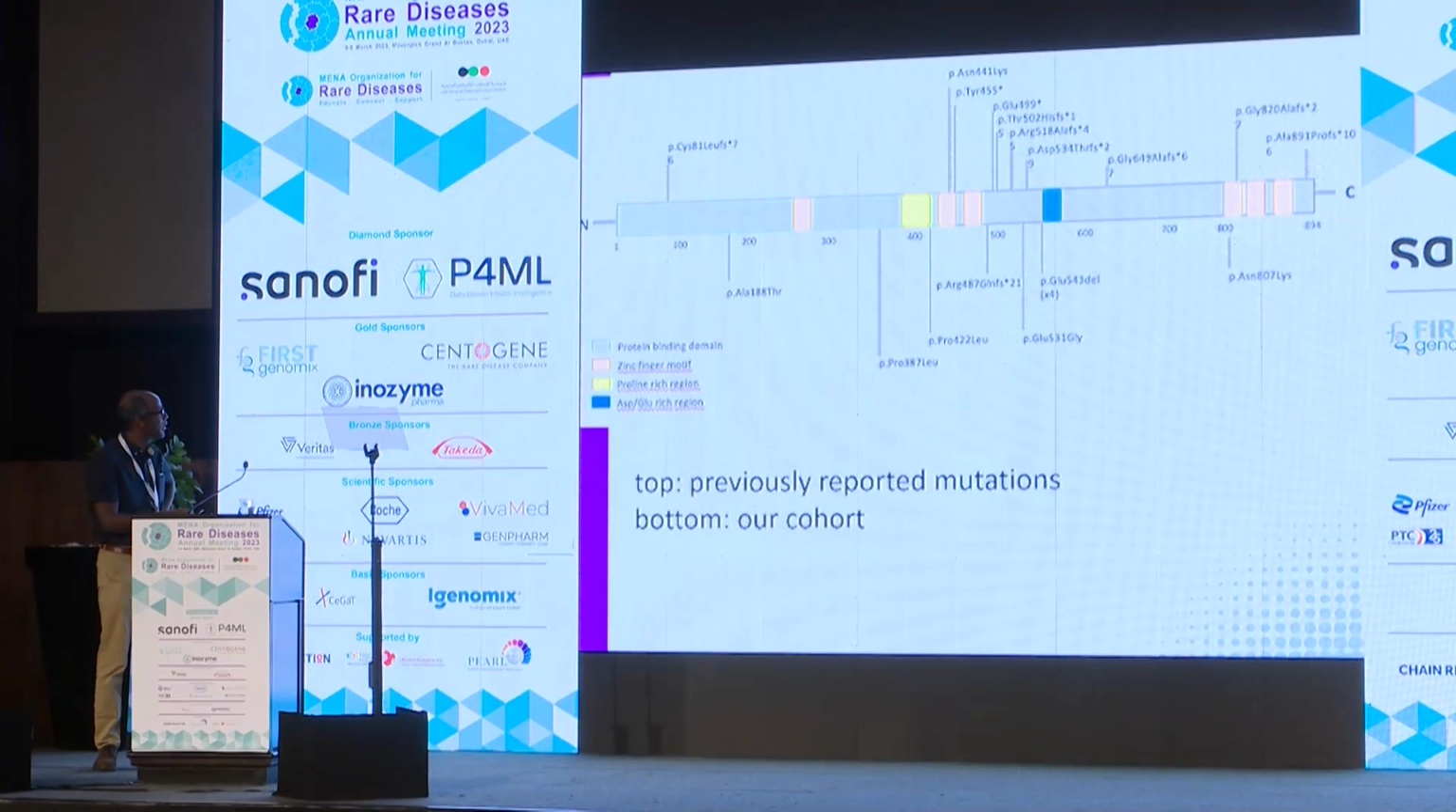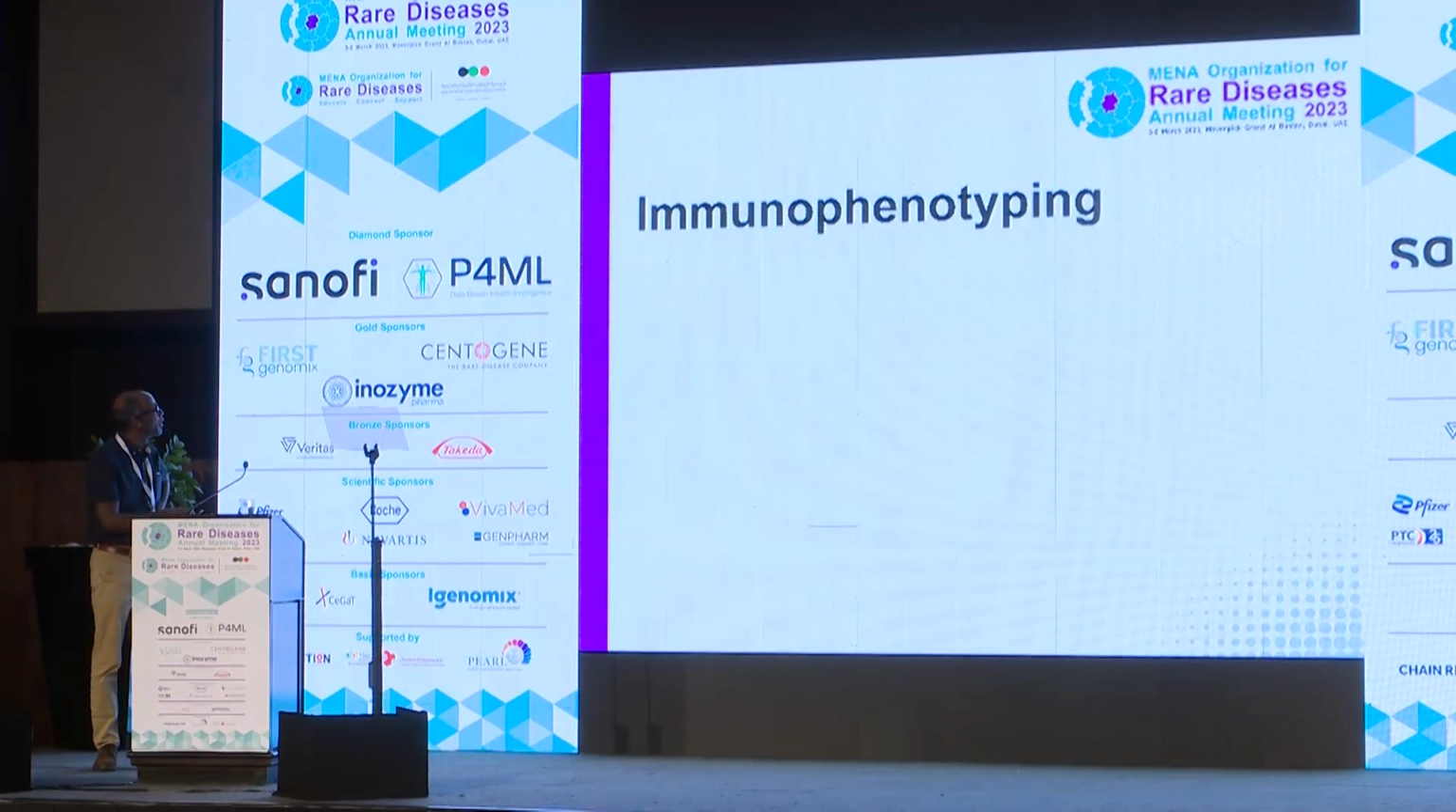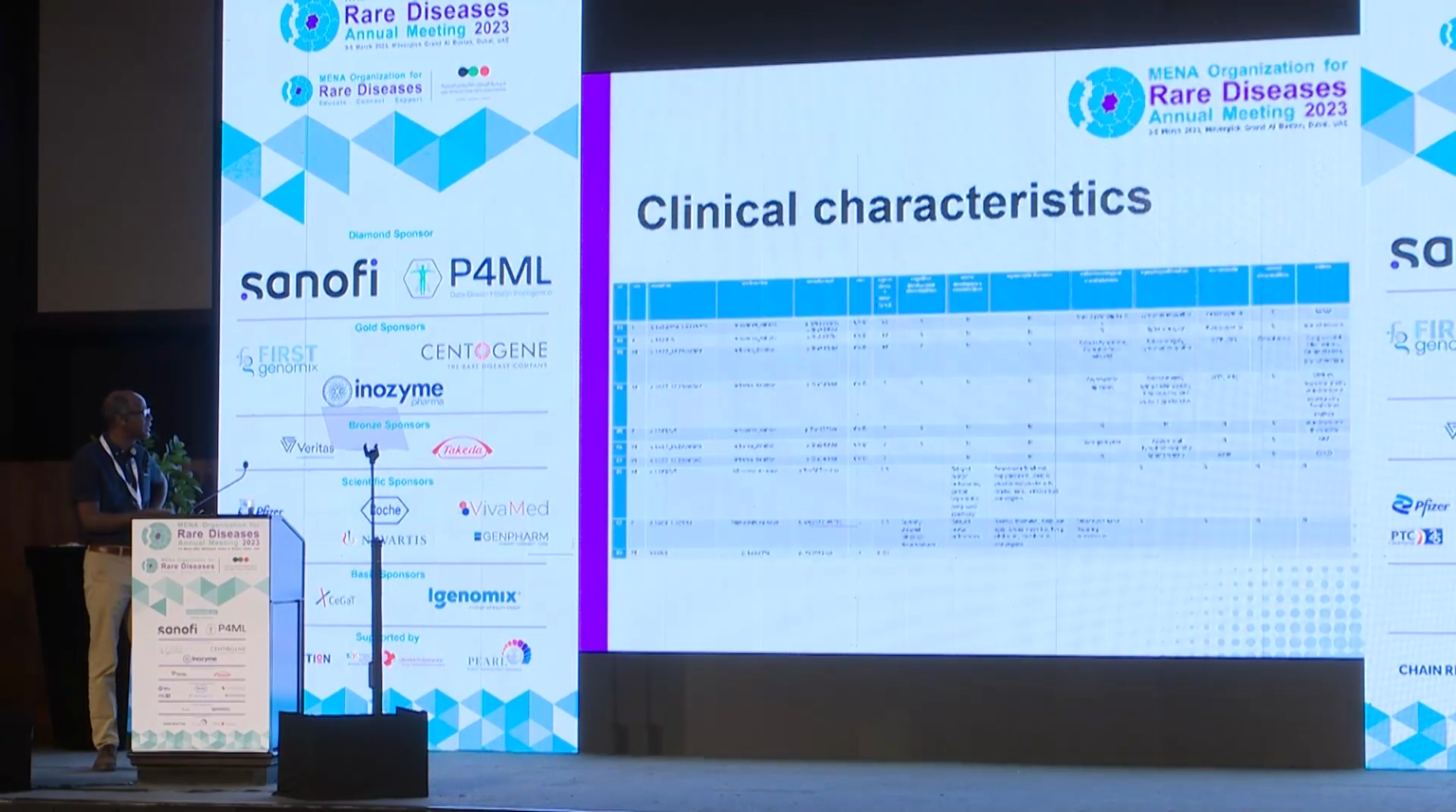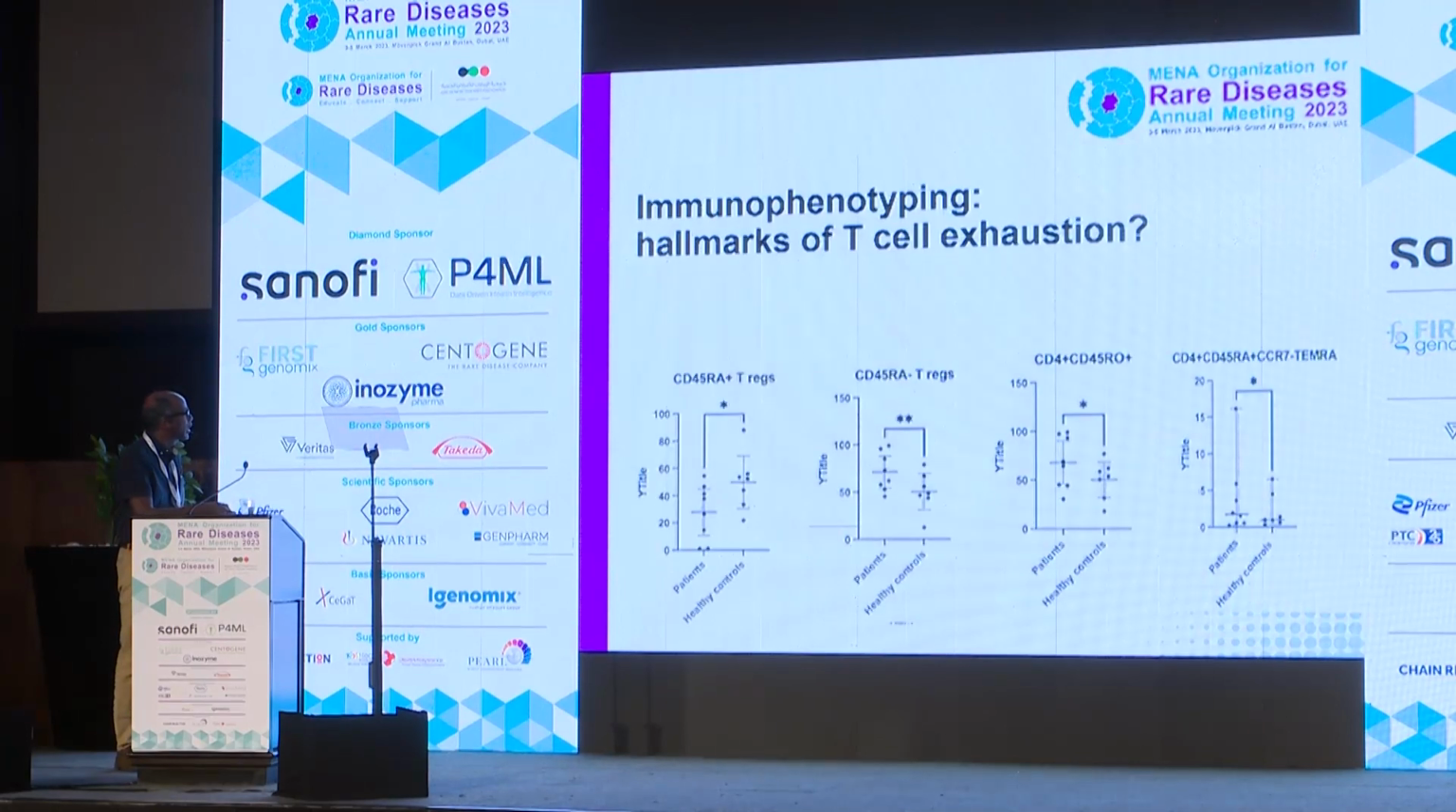You probably don't have time for that. So I'll show you the most important part of the results, the clinical characteristics. You can just believe me. There are two categories. Either you have a neurodevelopmental disorder or you have an immunodeficiency. And immunophenotyping is where some of the mix-up comes in. The basic message of that slide is that most of these T cells are terribly exhausted.